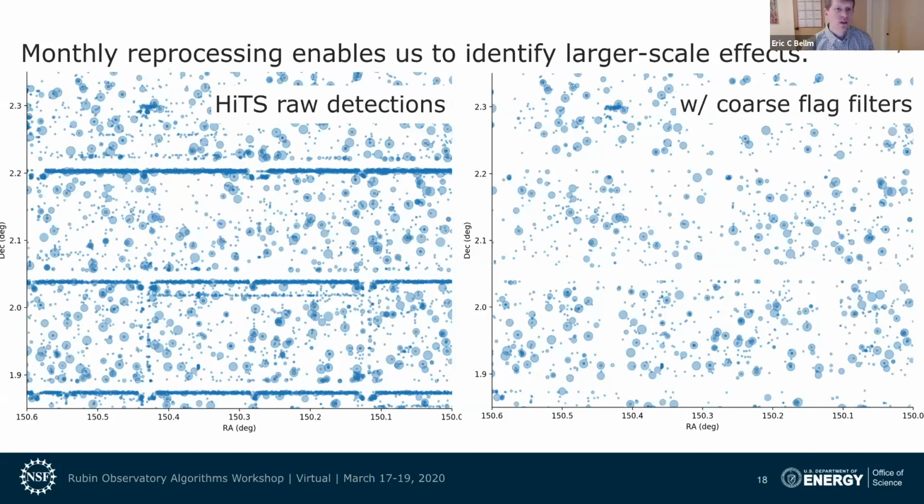On a monthly timescale, we process larger data sets. Again, mostly right now that's HiTS, but that's expanding. This is a zoom in on a subset of chips from that field. On the left is just the raw detections, with no filtering at all. And on the right is with some simple filters on some basic pixel flags. Each point here is one object, and the scale is by the number of detections. And so you can get a sense of repeat detections versus one-off detections.